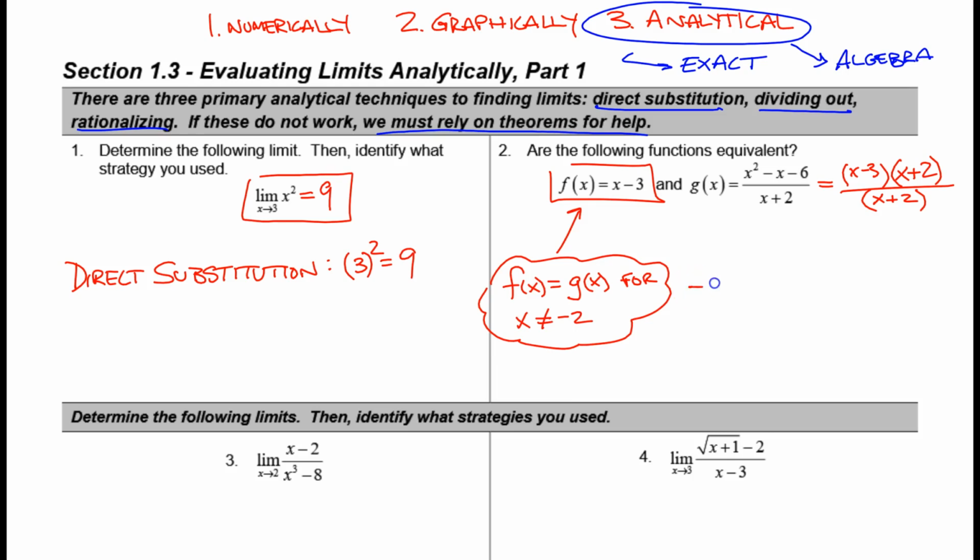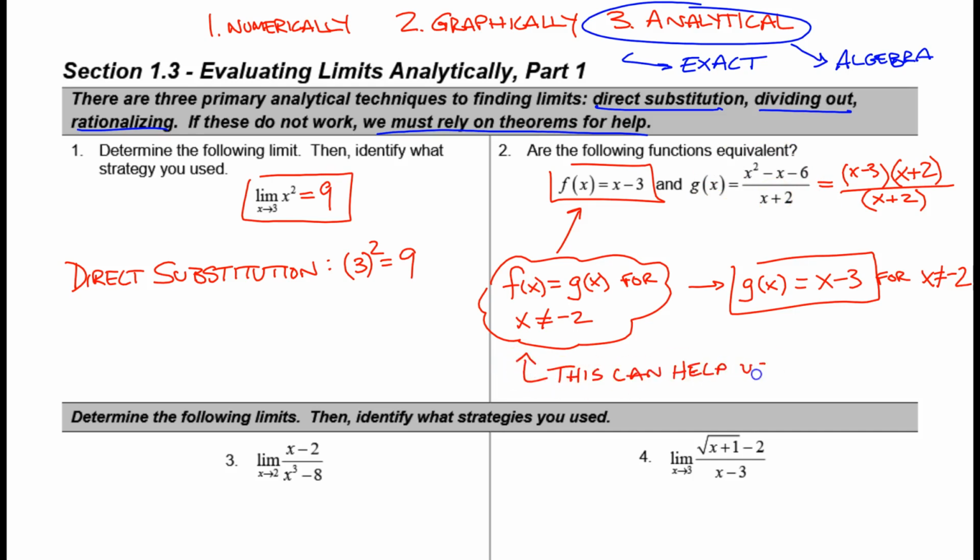So what I can say is g of x equals x minus 3 for x not equal to negative 2. So those functions are equivalent everywhere on the real number line except at x equals negative 2, because negative 2 is not in the domain of g. And why are we talking about this? Because this can help us with limits. And you'll see how that can help us with limits in a few short minutes.